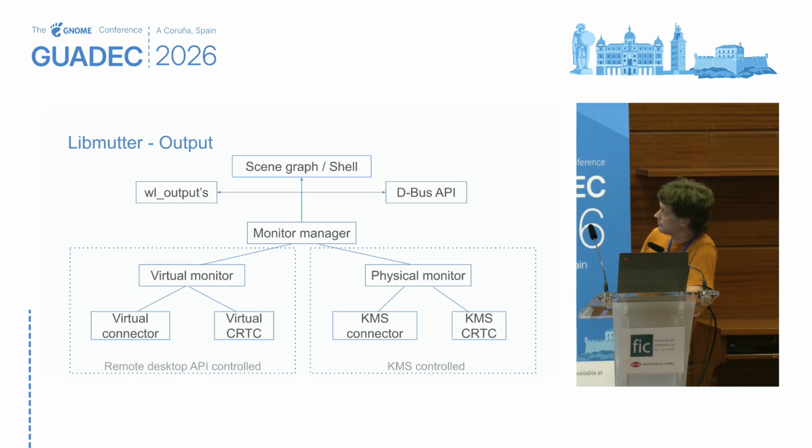And inside this display server, this is all abstracted with virtual connectors and virtual CRTCs that turn into a virtual monitor, and kernel mode setting connectors and CRTCs turn into a physical monitor. But to everything above that, it's the same. Virtual monitors turn into Wayland outputs and our configuration API and everything, and the scene graph and GNOME Shell. So from everything above that layer, it's the same.